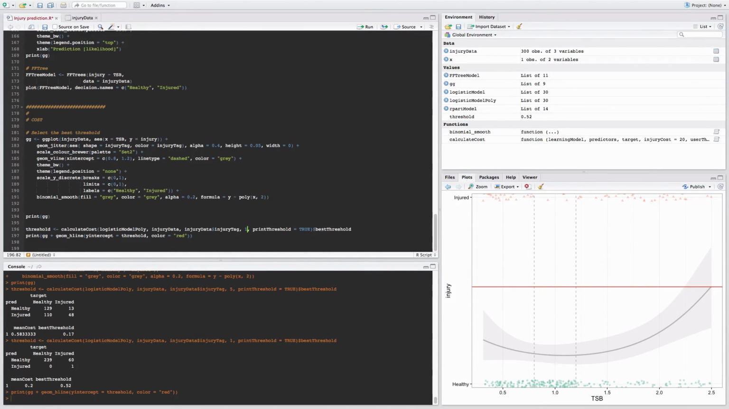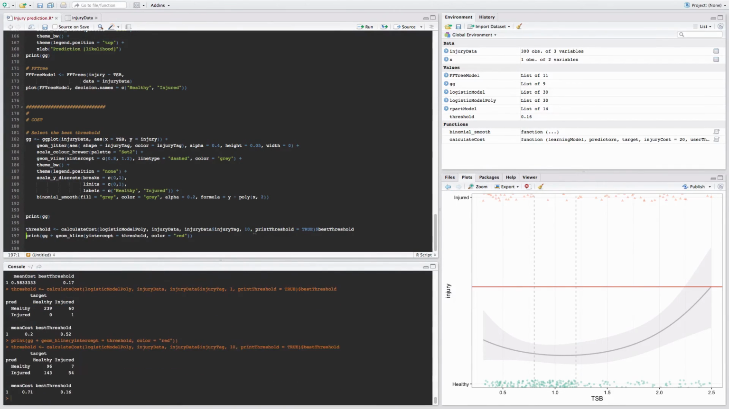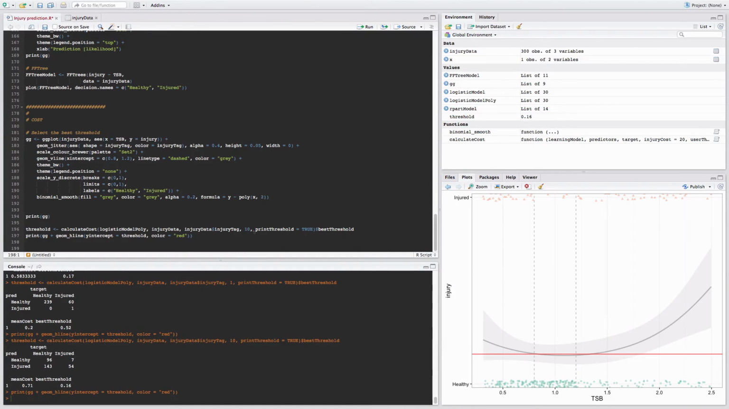So let's say that calling someone healthy when he ends up being injured costs us 10 times more. Let's see what the optimal threshold will be. In this case, the optimal threshold decreased to 0.16. So everything over 0.16 we're going to classify as injured, or as going to get injured. As you can see, there's a really tiny spot in the training stress balance that we're going to classify as healthy, and we're going to try to stay in this particular area.